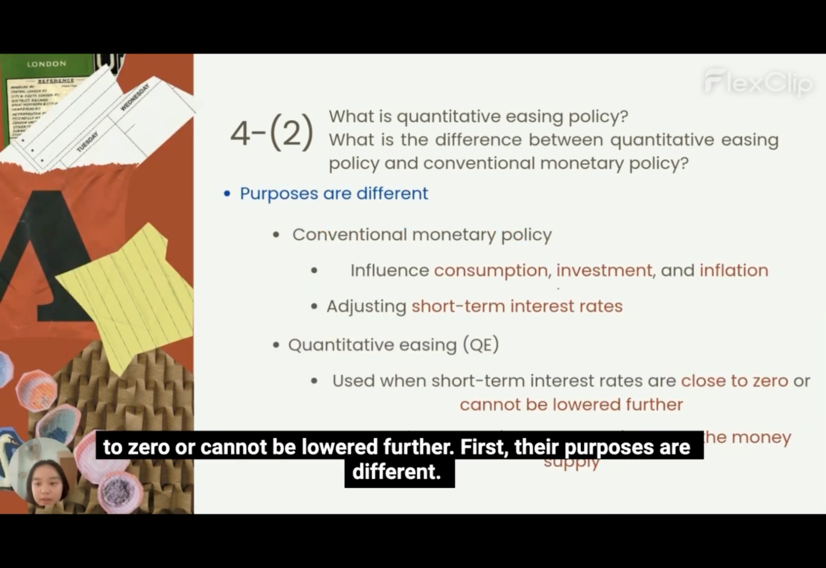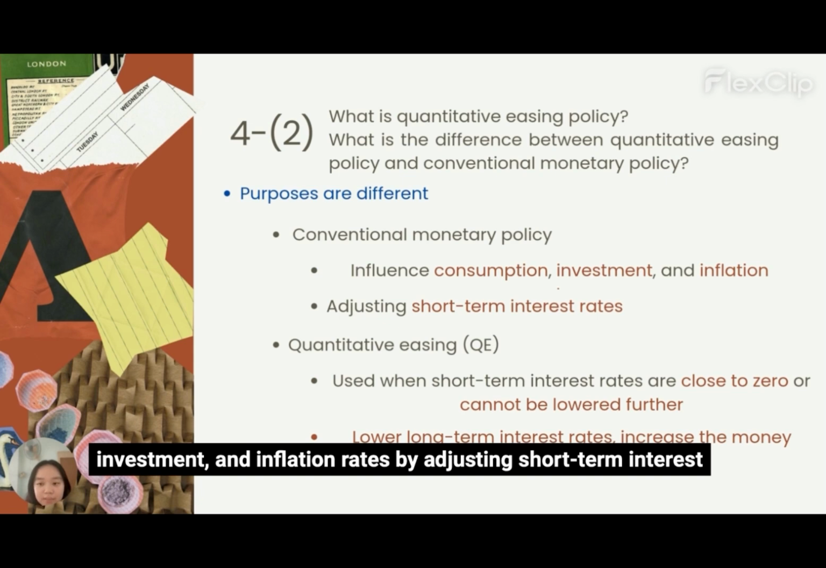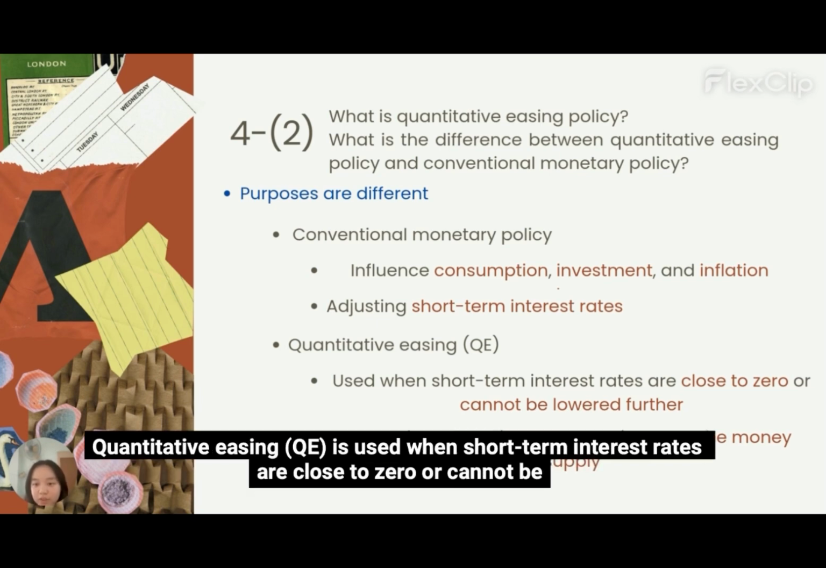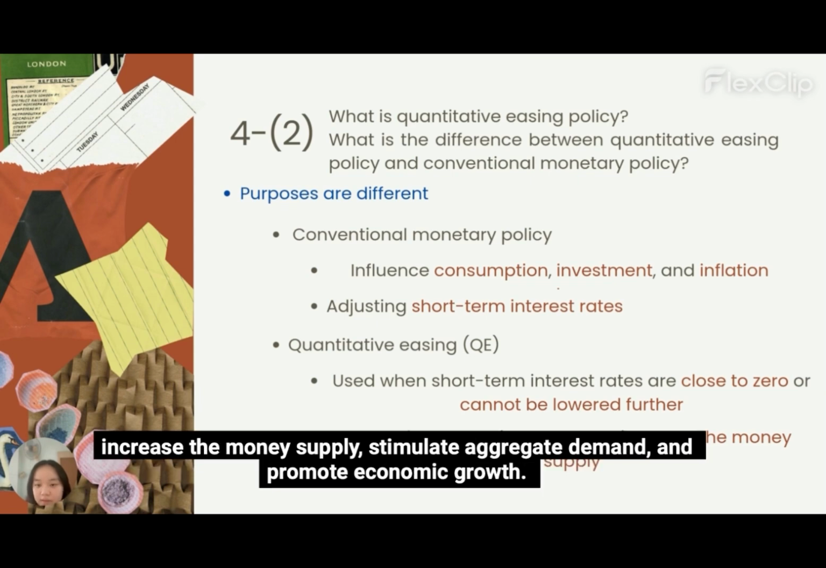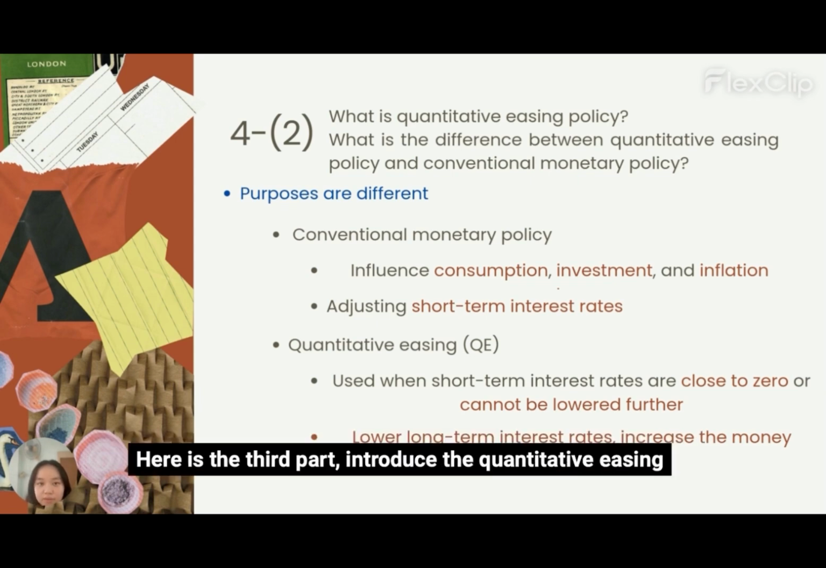First, their purposes are different. The purpose of conventional monetary policy is to influence consumption, investment, and inflation rates by adjusting short-term interest rates to achieve stable economic growth and price stability. Quantitative easing is used when short-term interest rates are close to zero or cannot be lowered further. QE aims to lower long-term interest rates, increase the money supply, stimulate aggregate demand, and promote economic growth.